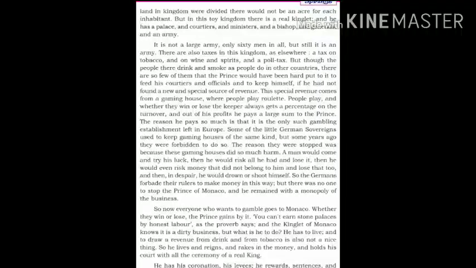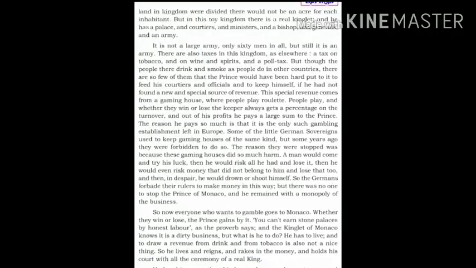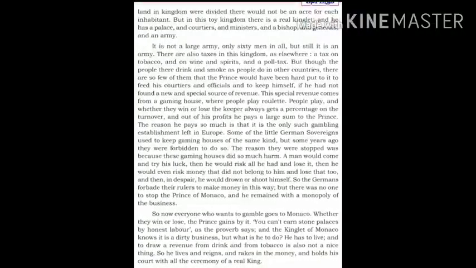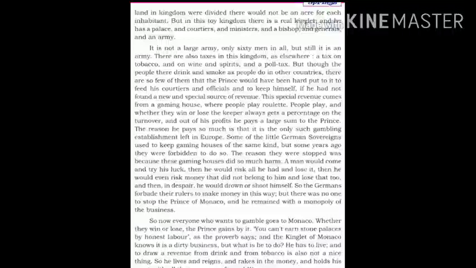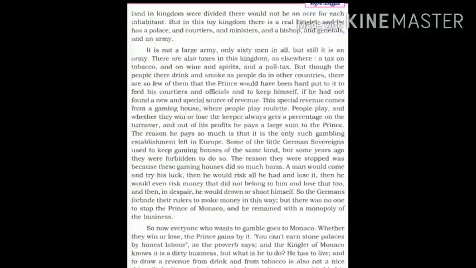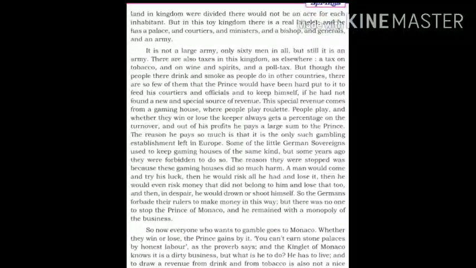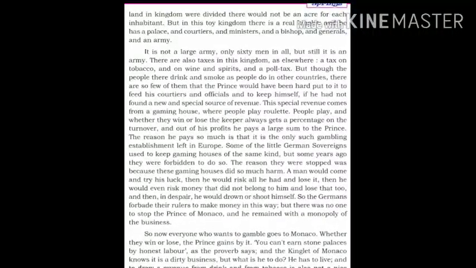So that much teeny kingdom that was. But in this toy kingdom, there is a real kinglet, and he has a palace and courtiers and ministers and a bishop and generals and an army. It's a very small kingdom. You already know that the kingdom's name is Monaco, and there is one king, the real kinglet. He has everything. He wants to enjoy everything. He has a royal palace, and he has courtiers, ministers.